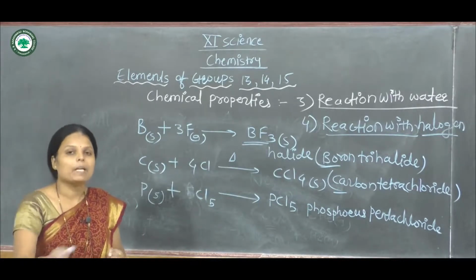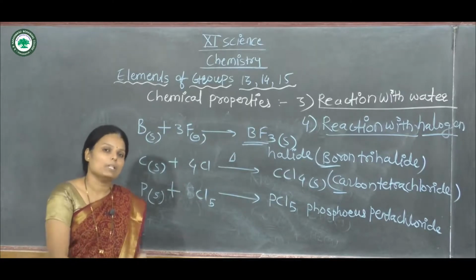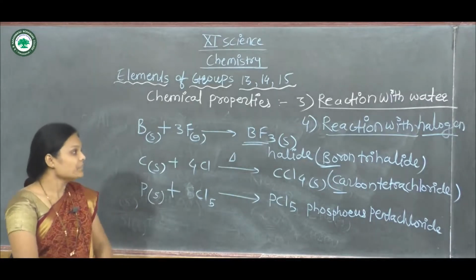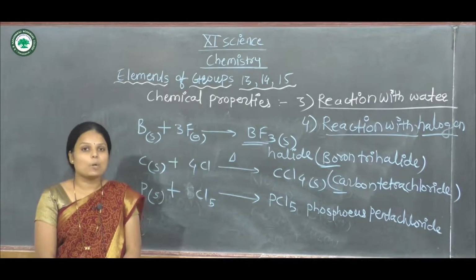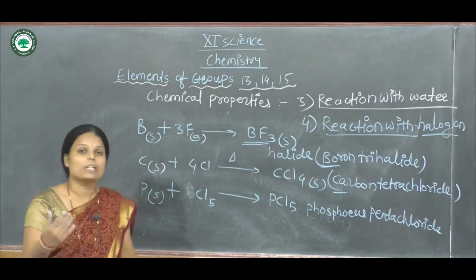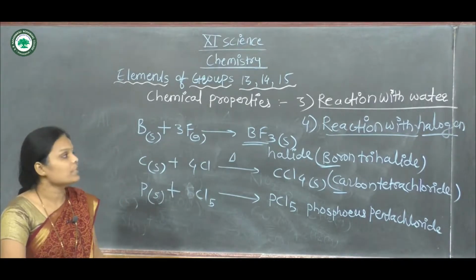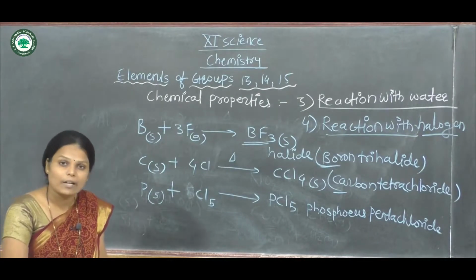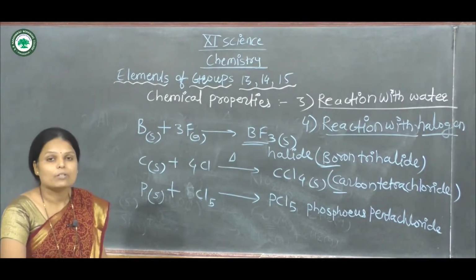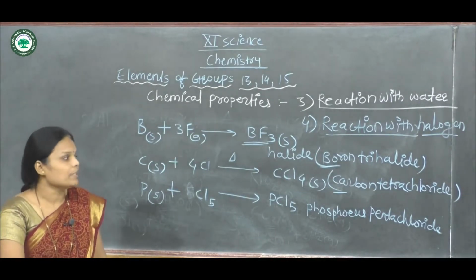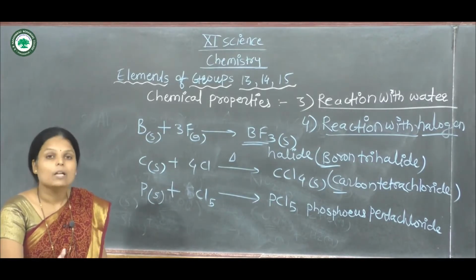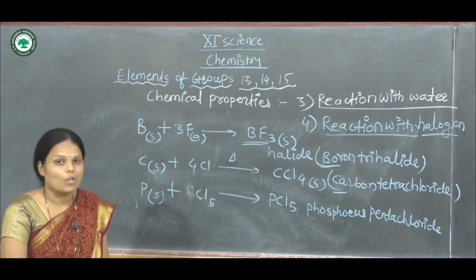These are the chemical properties. The first property is oxidation state, the second is reaction with oxygen and air, the third is reaction with water, and the fourth is reaction with halogen, which is completed in this chapter.